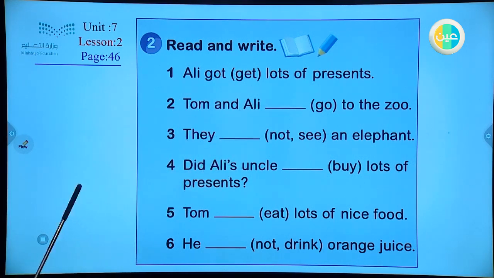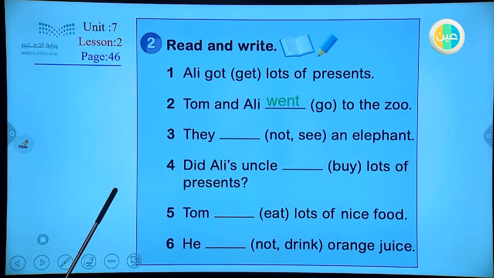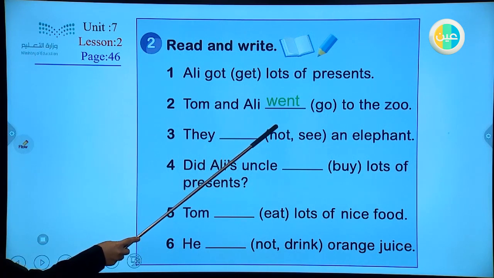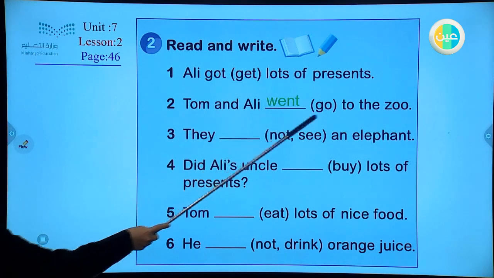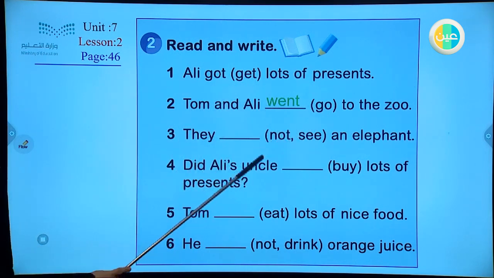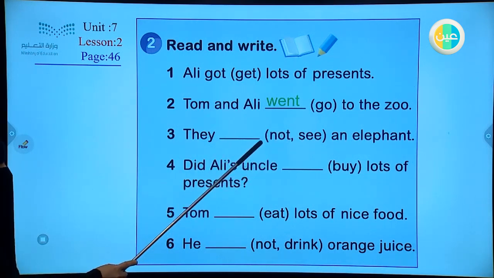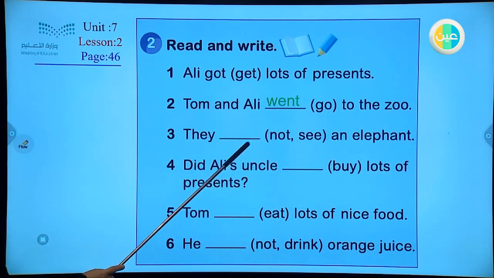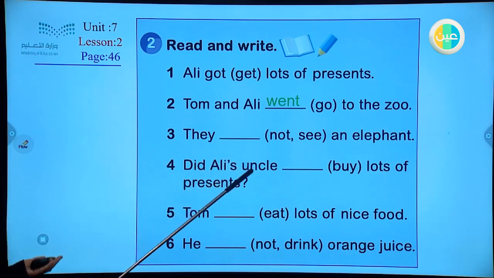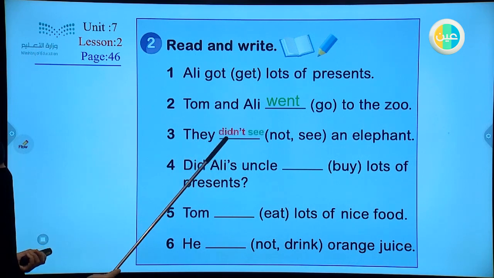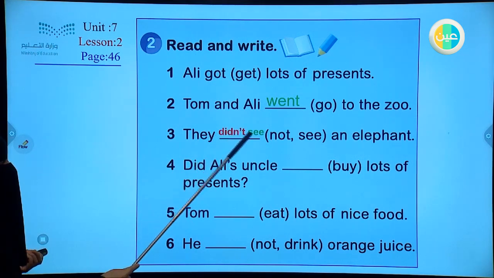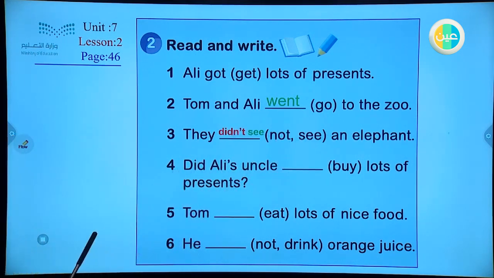What do you think? What is the past of go? Yes, went. Tom and Ali went to the zoo. Not see. So I have here not. Do you remember what I told you, to use did when we change the sentence into negative? So they did not, didn't see an elephant.